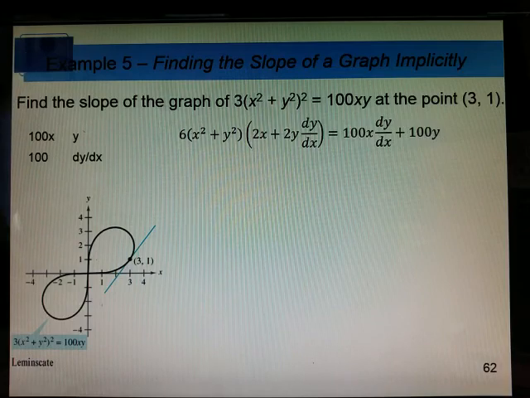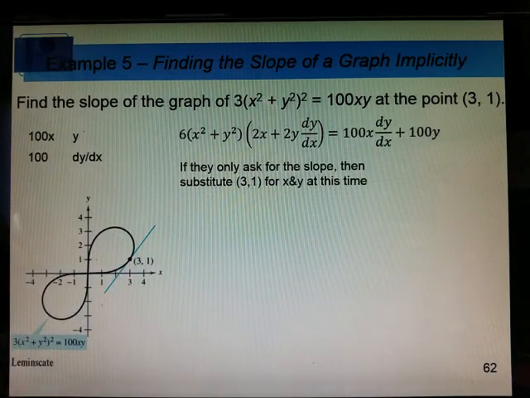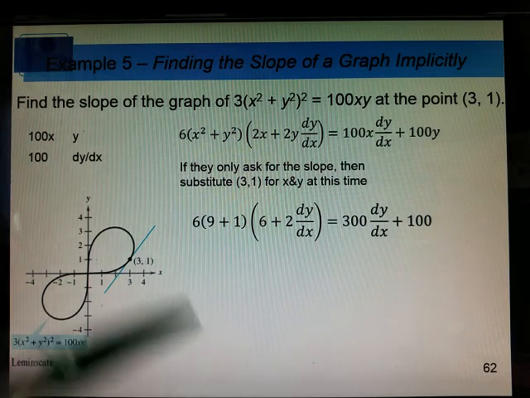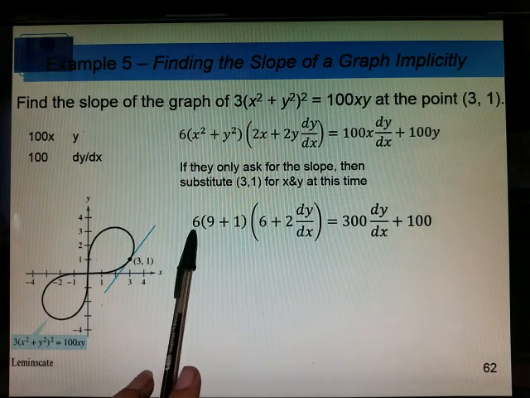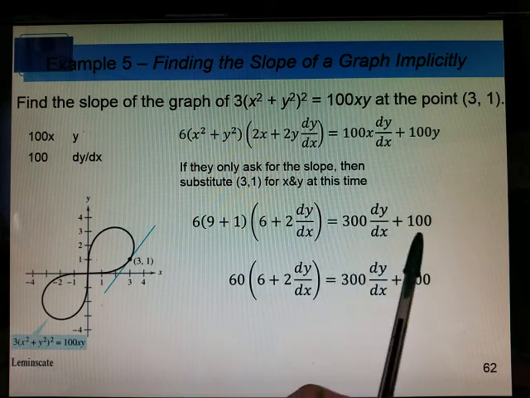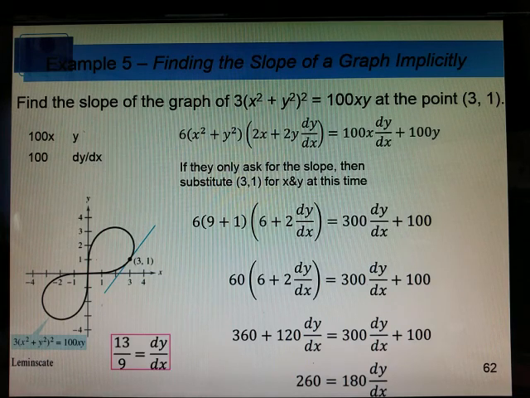Now, y'all, they're asking you for the slope here, where x is 3 and y is 1. I would not try to solve this for dy/dx. I would plug in 3 for my x's and 1 for my y's right now. That would be really complicated in getting our dy/dx by itself. So once I plug those in, right here, this is 10 times 6, that's 60, times 6 and times 2. Over here, I've got 300 dy/dx plus 100. And go ahead and get these two together on one side, get the 100 and the 360 on the other side, and now divide by 180, and we've got what dy/dx equals.